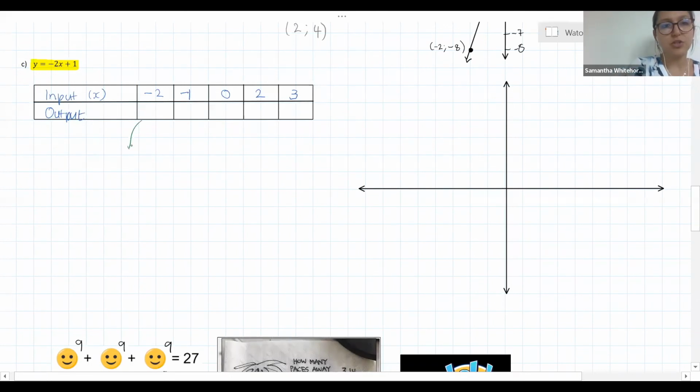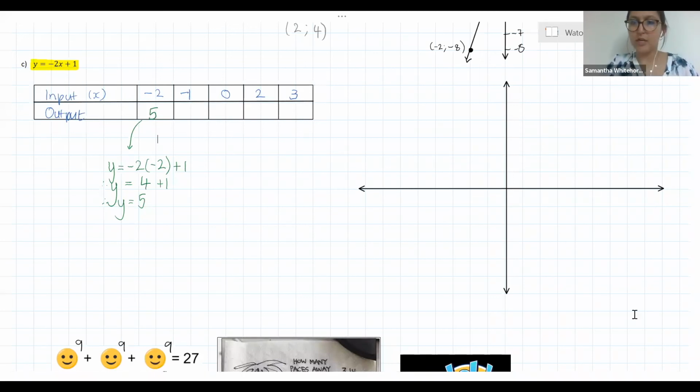So guys, I just want to show you this one because the negative can trip us up. y is equal to, now remember we're substituting in negative 2 in place of x. So we've got negative 2 times negative 2 plus 1. We know that a negative times a negative is a positive. So this is actually positive 4 plus 1, and we therefore have y is positive 5. So that is why my output here is positive 5. Excellent. Right. Lufuno, would you like to give us a second one?